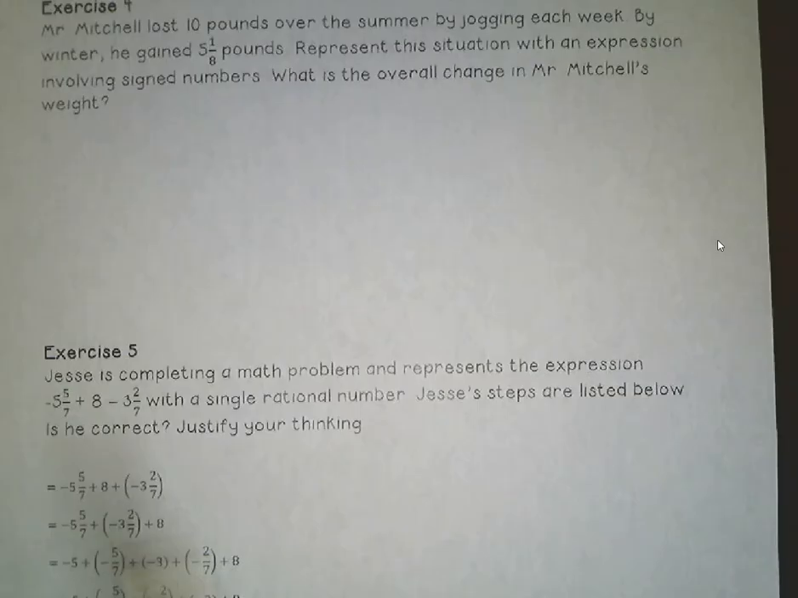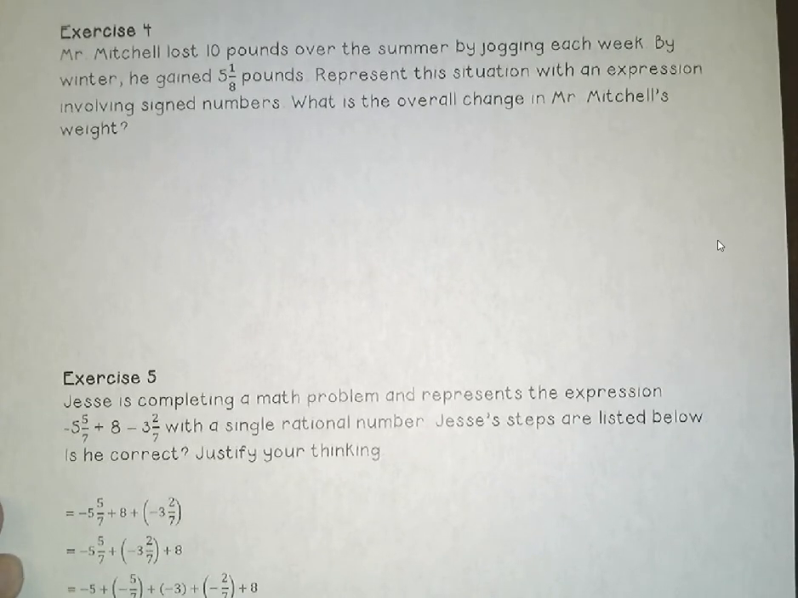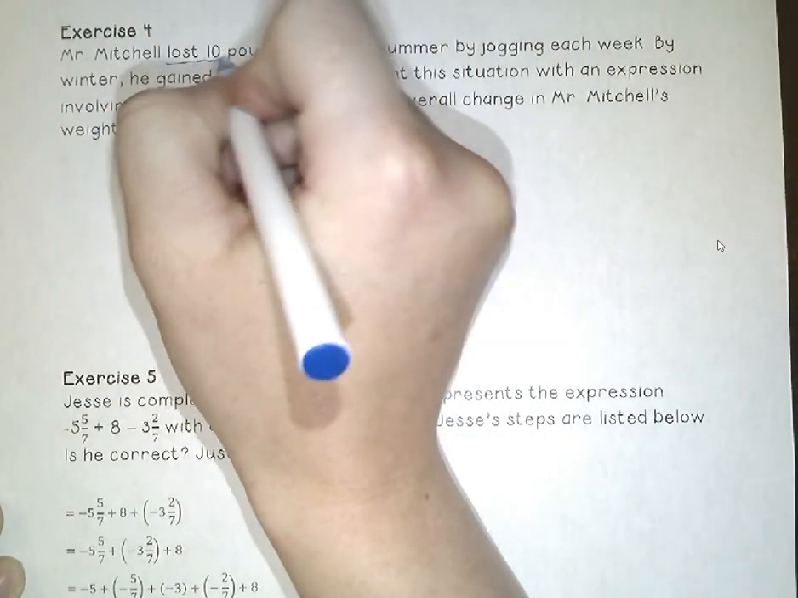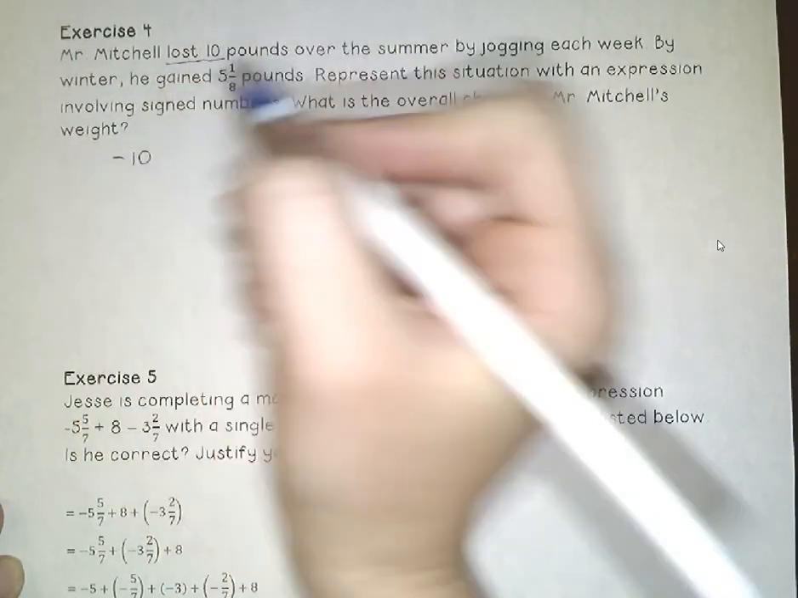Okay, let's take a look at a couple of word problems here. Exercise 4. Mr. Mitchell lost 10 pounds over the summer by jogging each week. By winter, he gained 5 and 1/8 pounds. Represent the situation with an expression involving signed numbers. What is the overall change in Mr. Mitchell's weight? Okay, we know that Mr. Mitchell lost 10 pounds. Losing 10 pounds is a negative number, so negative 10 pounds from what he had before.